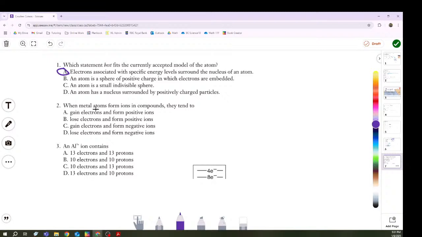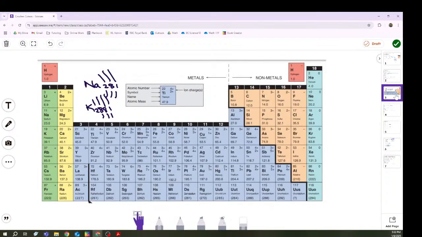Okay, when metal atoms form ions and compounds, do they gain electrons or lose electrons to form positive ions, or do they gain or lose to form negative ions? So if you think about it, let's just pick some as an example. I'm going to go with aluminum and sulfur, just because they're close to remember.